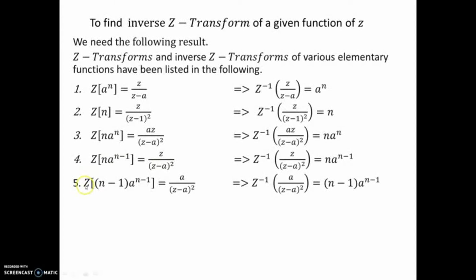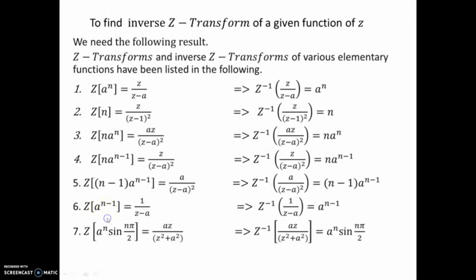We know that Z transform of the sequence n minus 1 into a power n minus 1 gives a divided by z minus a the whole squared. So Z inverse of a by z minus a the whole squared is n minus 1 into a power n minus 1. Z transform of a power n minus 1 equals 1 divided by z minus a. Z inverse of 1 divided by z minus a, we get a power n minus 1.